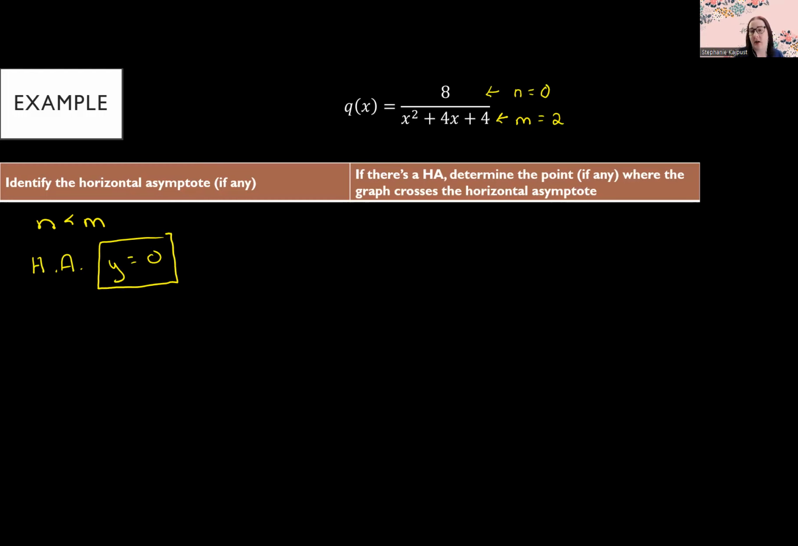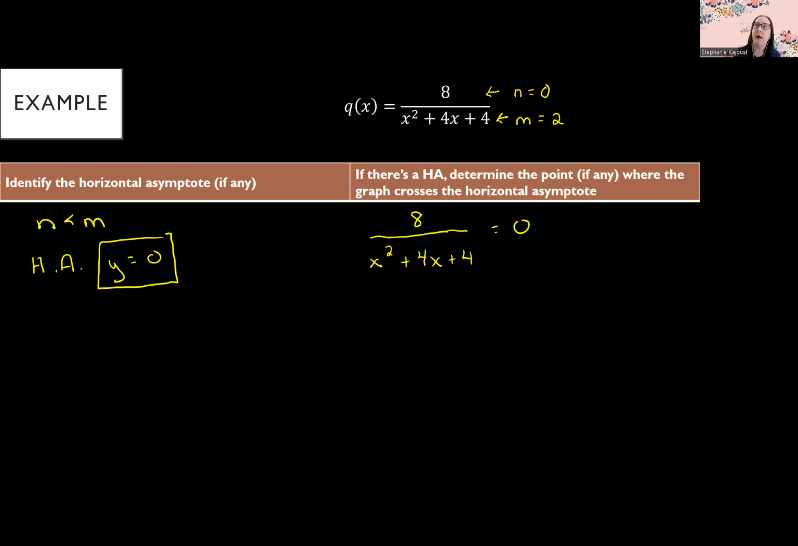Now, a second question here is, if there is a horizontal asymptote, we want to determine where the graph crosses it, if it does. It doesn't always cross the horizontal asymptote, but if it does, we want to know kind of where that would occur. So if you're asked to find out where it crosses the horizontal asymptote, you're basically saying, well, where is our graph equal to that y value? So you set your function equal to your horizontal asymptote, which is 0. And then you're going to solve.